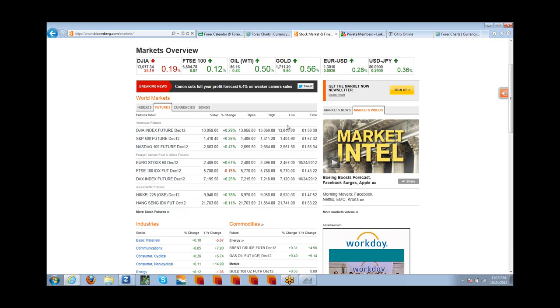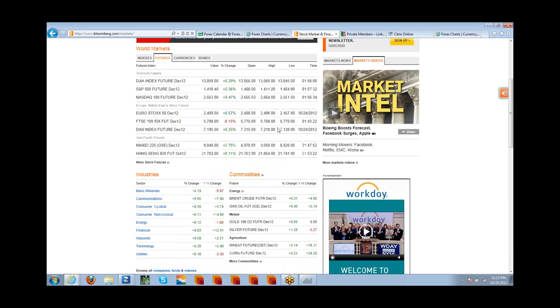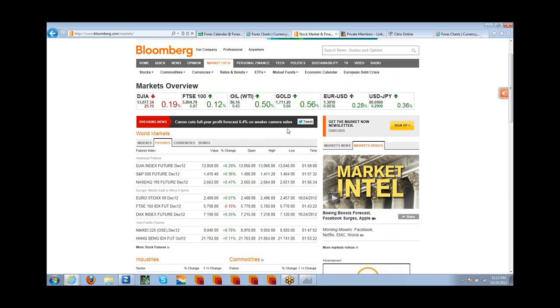And that's for the major market indexes. For futures, mostly bullish movement today, with the exception of the FTSE 100, but just a small loss at 0.15%, and so that's it for the global markets.